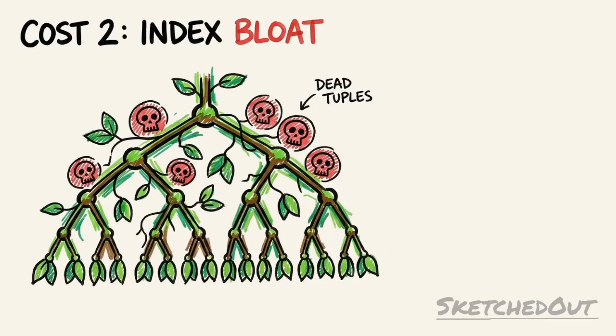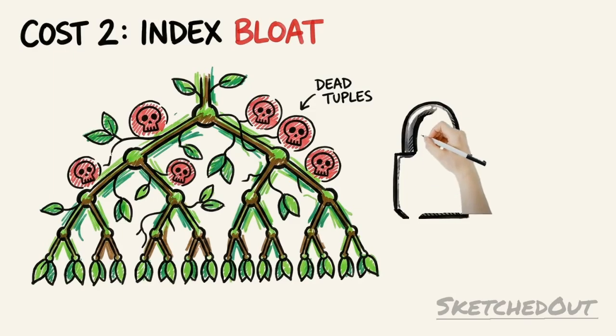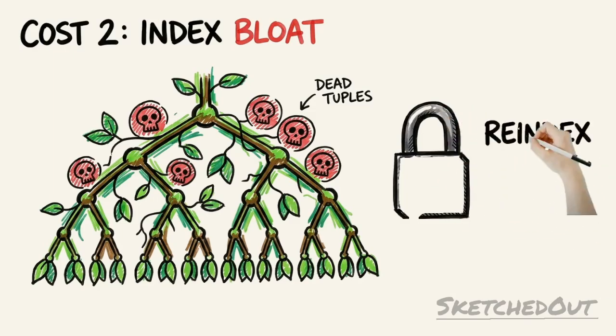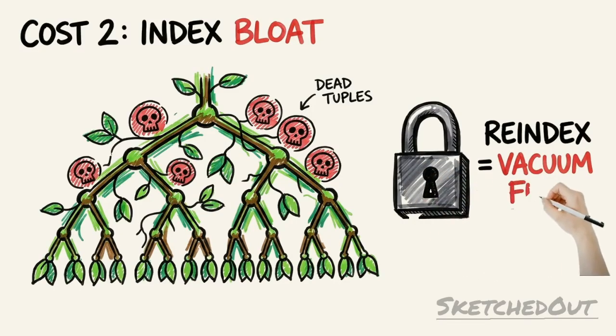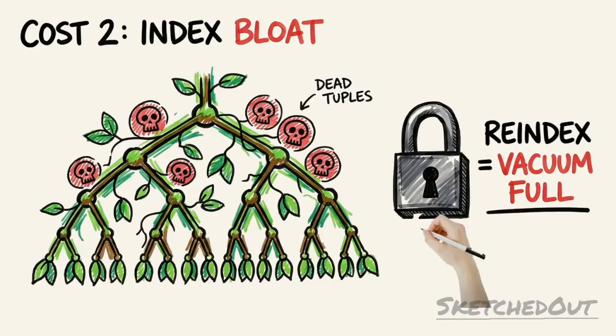AutoVacuum cleans this up on a schedule, same as it does for tables. But bloated indexes are the reason people occasionally have to run REINDEX, the index equivalent of VACUUM FULL, rebuilding the whole thing from scratch. It works, and like VACUUM FULL, it takes a heavy lock, which means it's not something you casually do on a live production system.